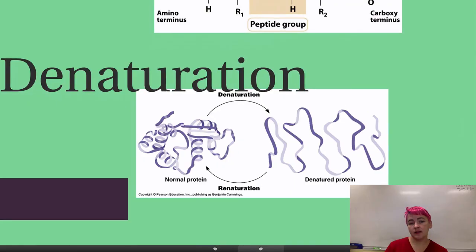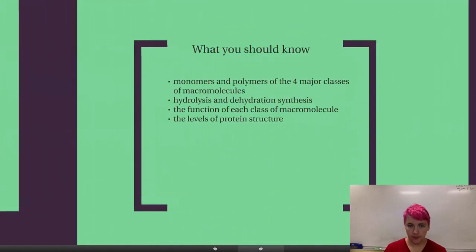Changing shape is going to change function. Denaturation is when we break the protein. We can put the protein in different environments, and depending on the environment, it could change the linkages between the R groups and can break the bonds between the R groups, changing the tertiary structure. When we change that tertiary structure, now we're going to change the function of the protein. Things like heat, salinity, and pH can all denature a protein, changing that shape, making that protein nonfunctional. And this is what you should know.